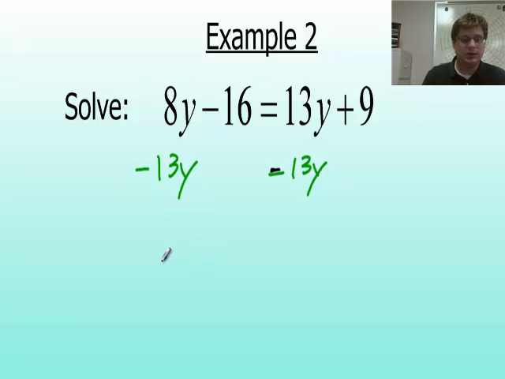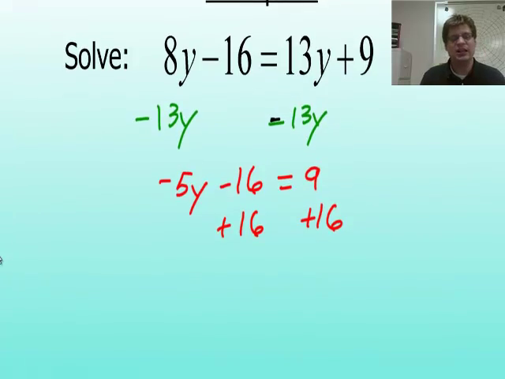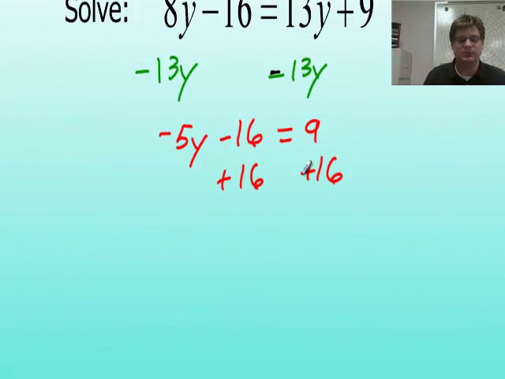That's going to leave me with negative 5y minus 16, which equals 9. Now I'm going to add 16 because of SADMAP. At this point, it's just like that last example. So we'll be left with negative 5y equals 27.